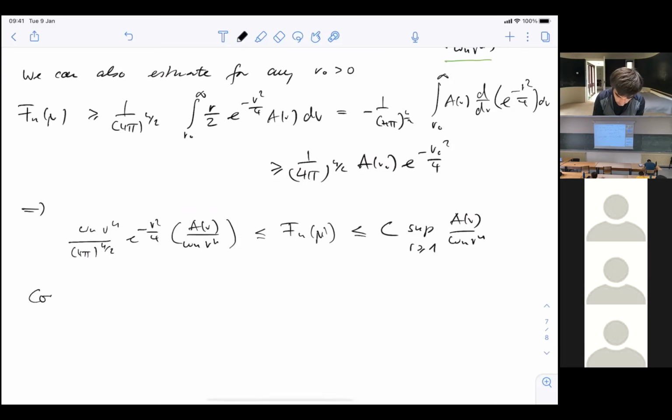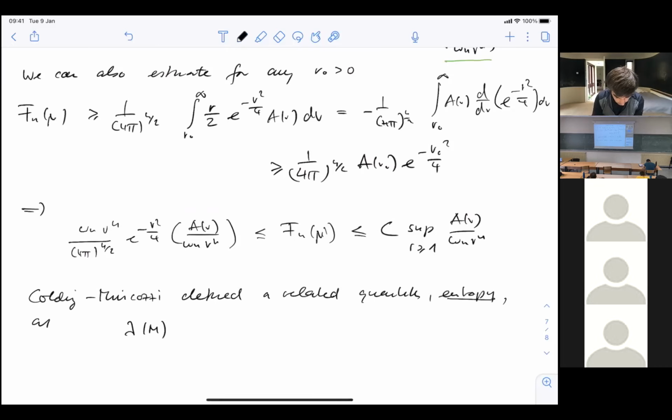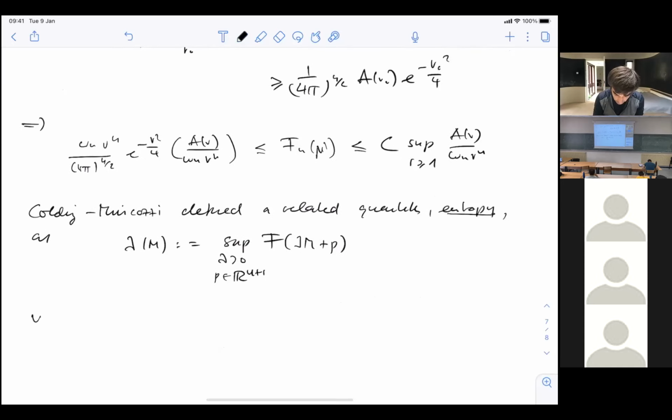Now what Colding and Minicozzi have introduced, and this is similar to Perelman's mu entropy, is to define a related quantity called entropy. Lambda of M for a hypersurface is just the supremum over all lambda positive and all centers p in R^(n+1) of F of lambda M plus p. So you scale and change centers. And we define lambda_n of mu correspondingly.